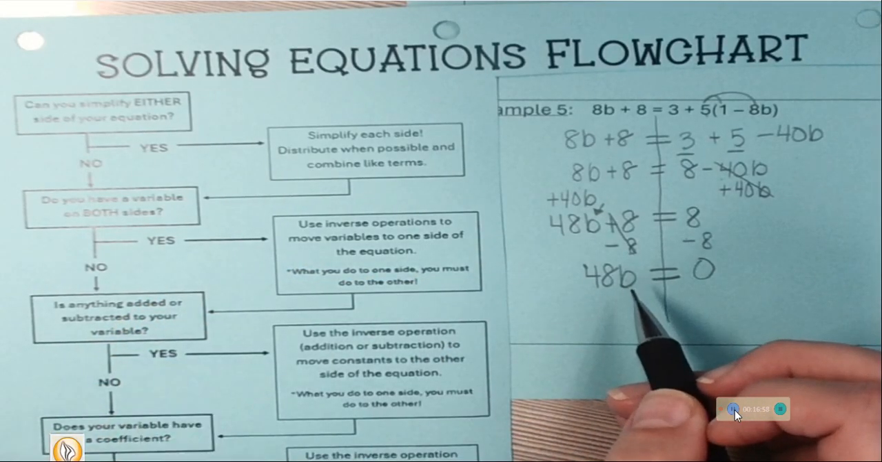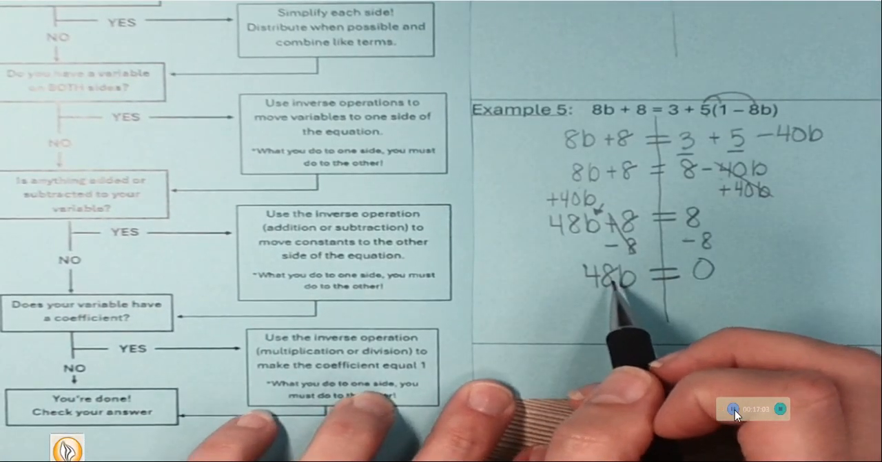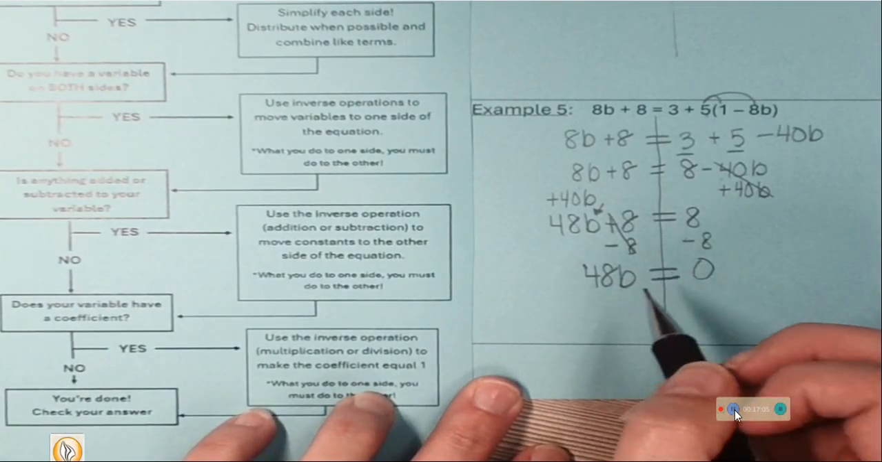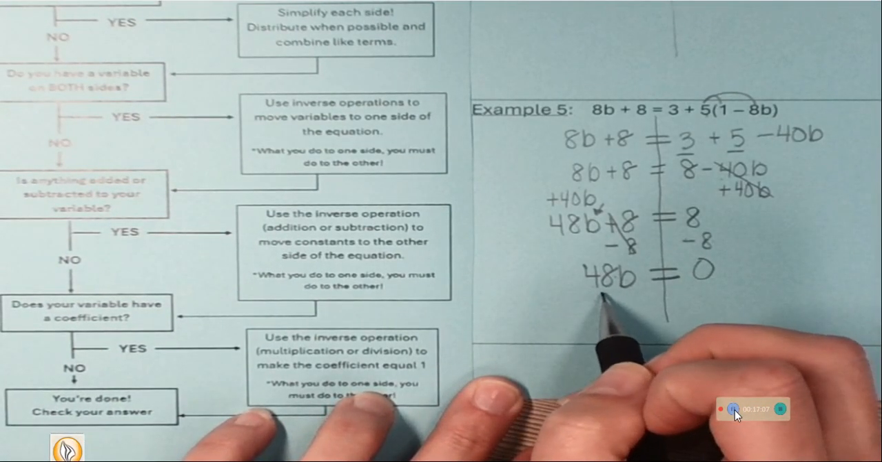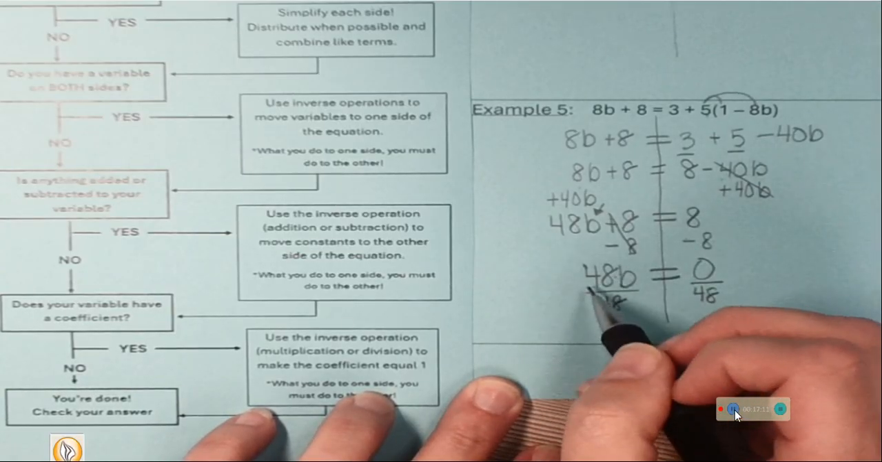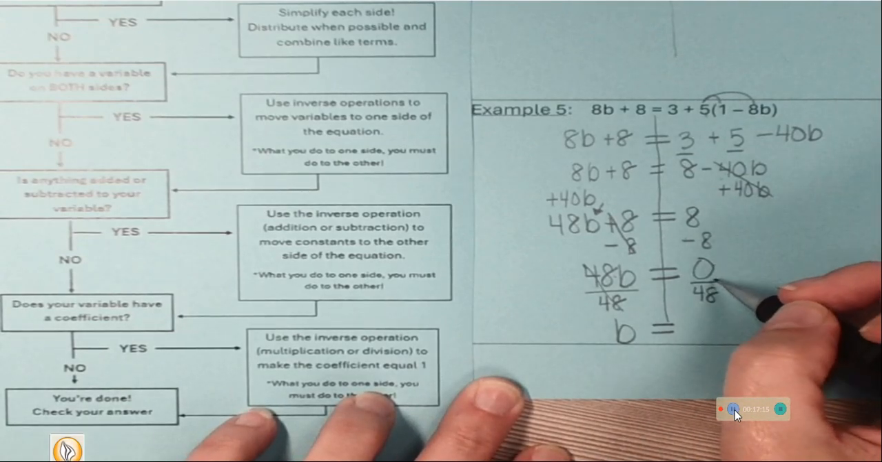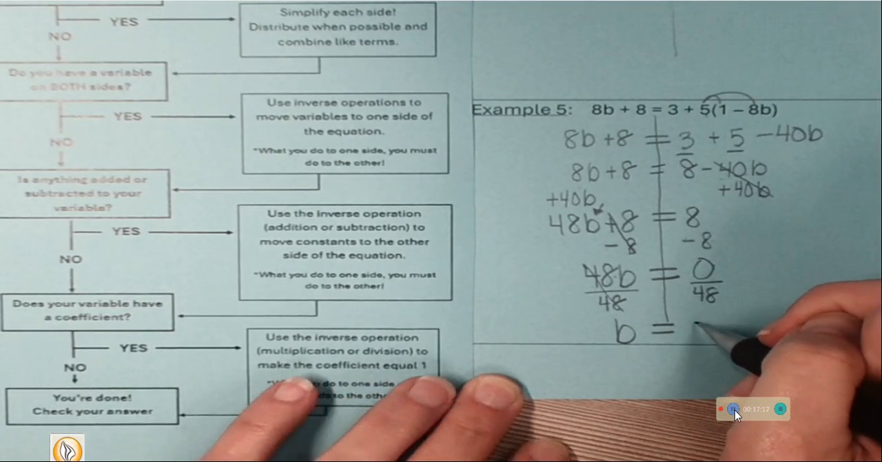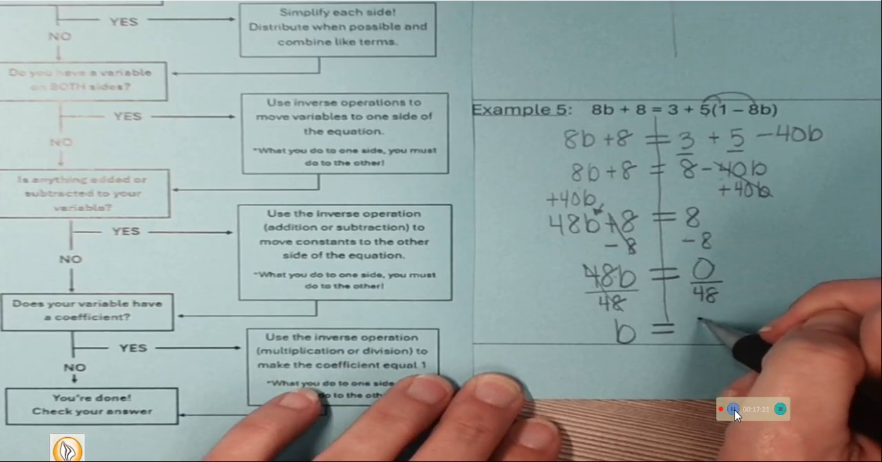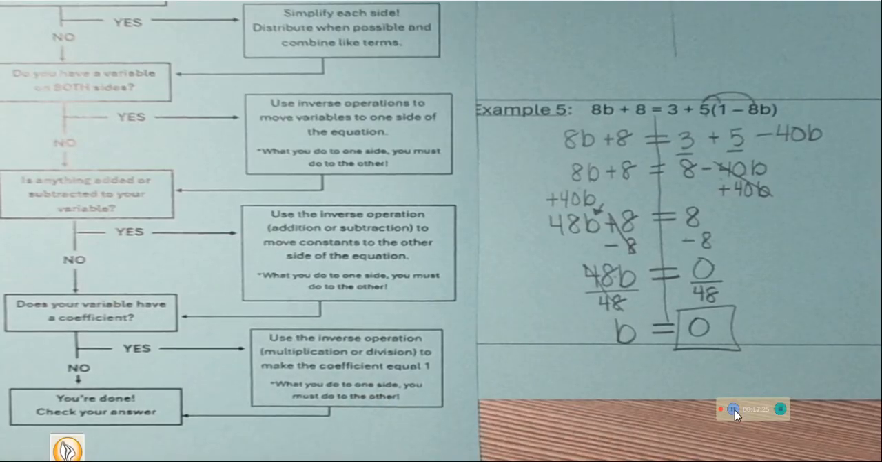And since we have a coefficient, we've got to use our inverse, multiply or divide. How do I undo times 48? Divide by 48. So 48 divided by 48 is a 1b. What is 0 divided by 48? What's 0 divided by 48? 0. Thank you, friend. So my answer here is 0.